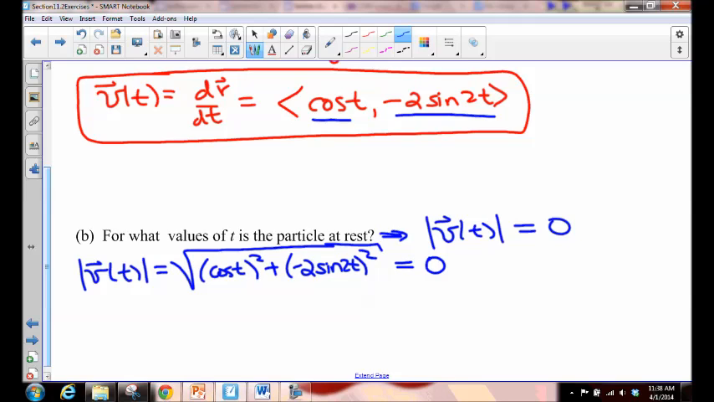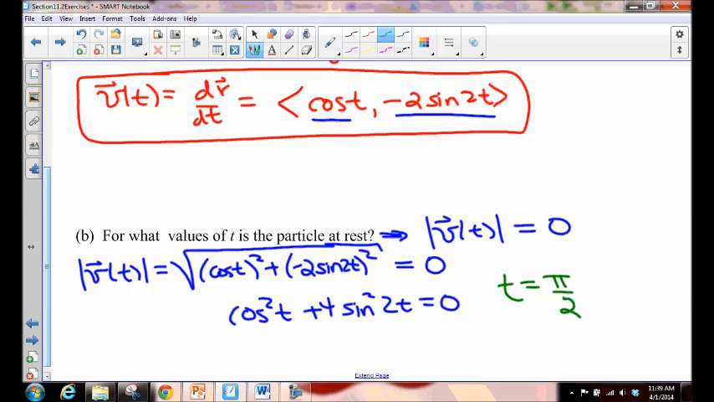And if I square both sides to get rid of that radical sign, I'm going to have cosine squared t plus 4 sine squared 2t has to be equal to 0. And by looking at that, I can see that this is really only going to happen when t is equal to pi over 2 and 3 pi over 2.